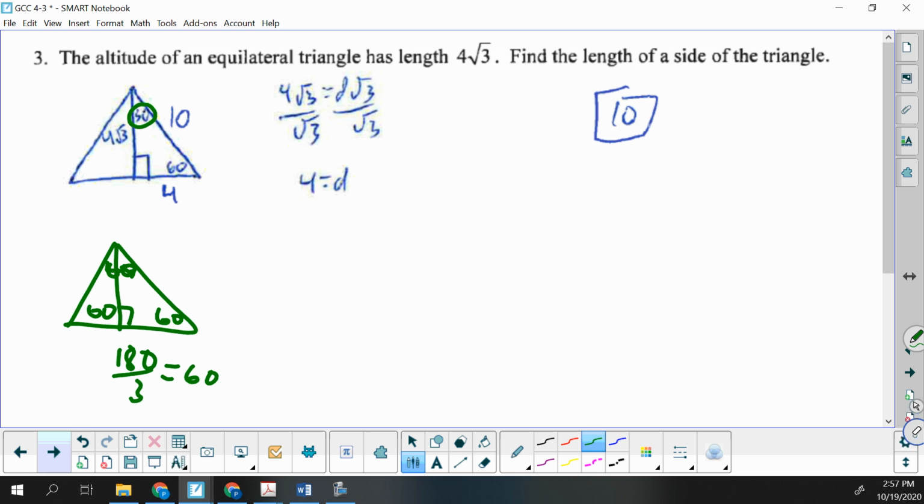And I don't agree with my answer that I have written there. So if D is 4, this should not be 10. This should be 2 times 4, which is 8. That answer was not right.